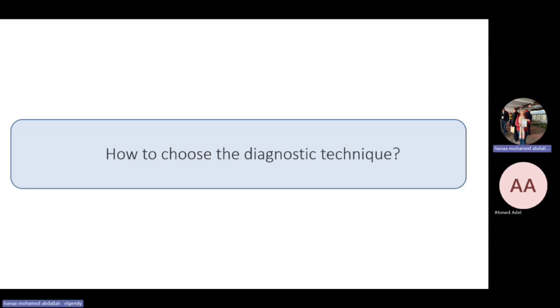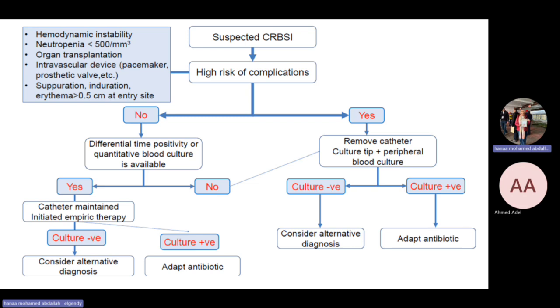How to choose a diagnostic technique according to the patient condition. If the patient has a suspected CRBSI and they have a high risk of complication, we remove the catheter, like a patient who is hemodynamically unstable, neutropenic with less than 5,000, a patient with organ transplants, a patient with an intravascular device, pacemaker, prosthetic valve, or a patient with secretion or induration around the site of the catheter. So we have to change this catheter.